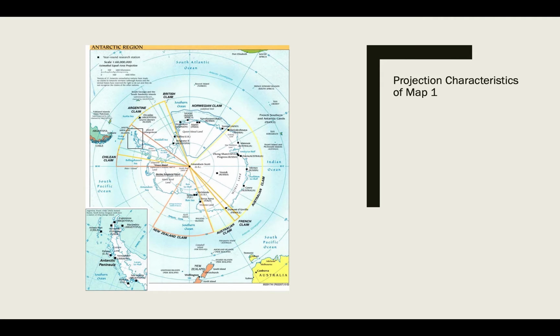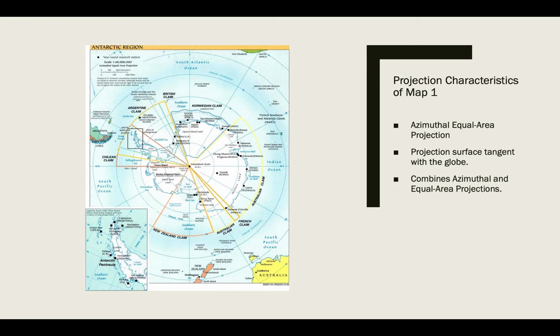Next is the projection characteristics of Map 1. This map is an azimuthal equal area projection which has the projection surface tangent with the globe. This type of projection preserves area, size, and true direction, but does not preserve shape, causing distortion.